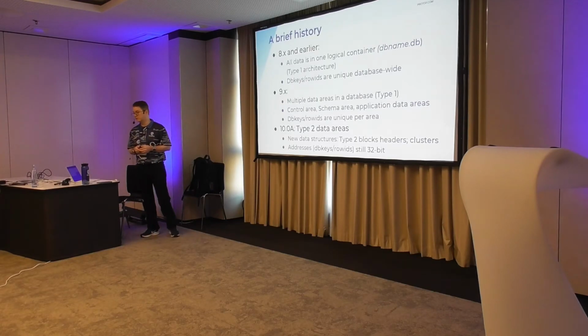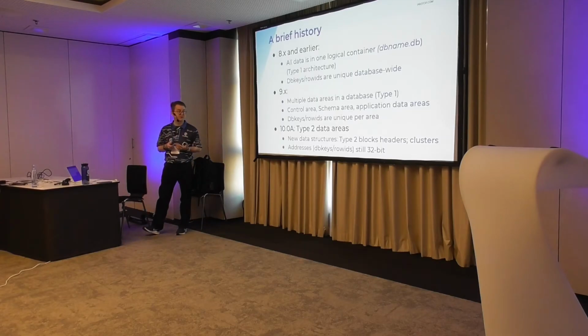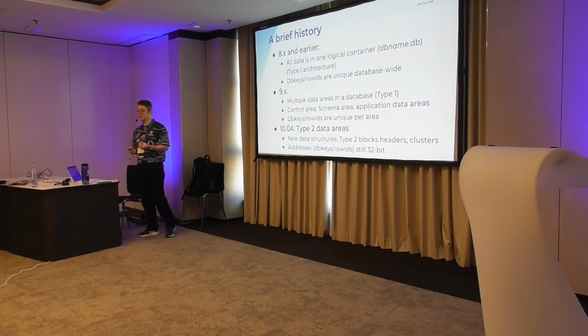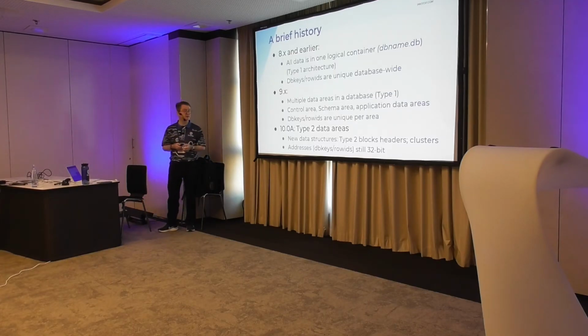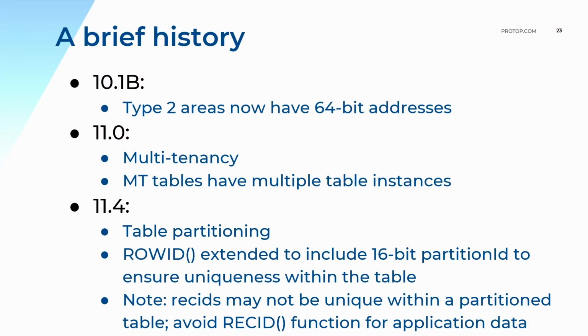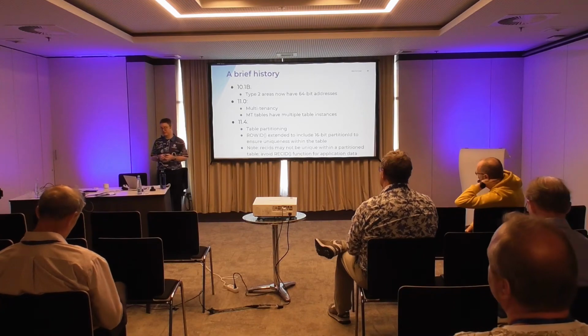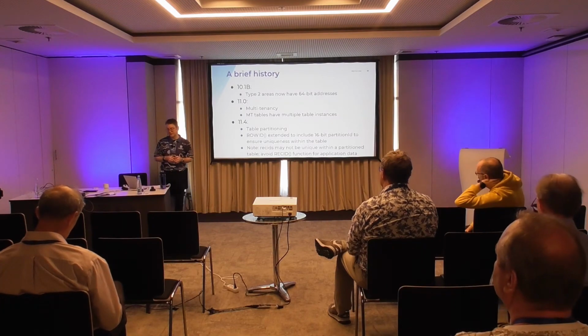They still have 32-bit addresses, but we do have some new structures. We have larger block headers. We have table-specific record blocks. We have object-specific clusters. And then they become fully 64-bit in 10.1b. Then into V11, we had multi-tenancy, so that introduced the concept of table instances, which are storage objects. So for the first time, a table can span storage areas. And then in 11.4, we added table partitioning.